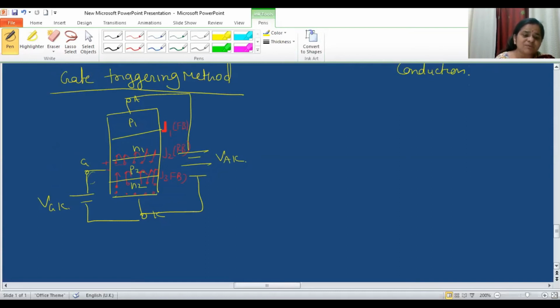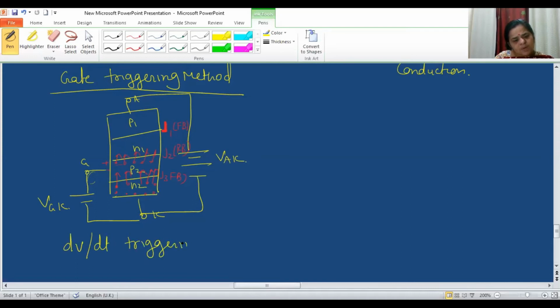So that means we have given some energy, and due to that energy, the electrons in the N2 layer start moving to the P2 layer. When we give this energy in the form of light, that method is called light triggering. And when we give that energy in terms of heat or thermal, it is called temperature triggering. And at last, I just want to tell you the method, that is dV/dt triggering.